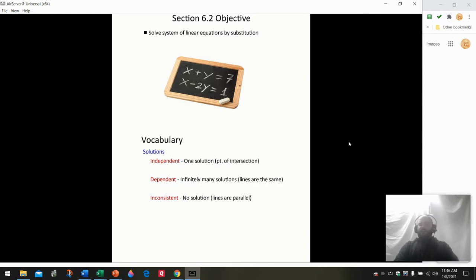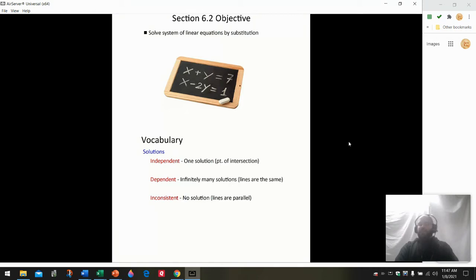There's also the scenario where the slopes and the y-intercepts are the same, in which case they're the same line and they share all their points, so there's an infinite number of solutions. And then there's the third case where the slopes are the same, but the y-intercepts are different, which would give you two parallel lines, and therefore they would not intersect, which means they would not have any solutions.